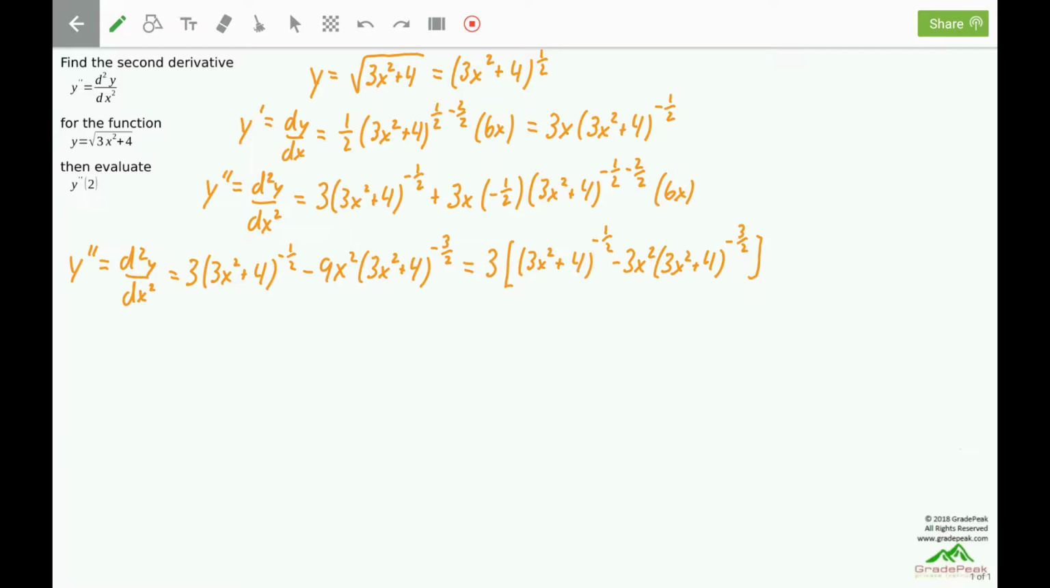In my next step, I'm going to factor a little further by factoring out the power of 3x squared plus 4. In each term we have a 3x squared plus 4. We have it in the first term to the negative 1/2 power, and the second term to the negative 3/2 power. We can factor out the lower of the two, and that will be the negative 3/2. It's more negative. So we will have a 3 times 3x squared plus 4 to the negative 3/2 power.